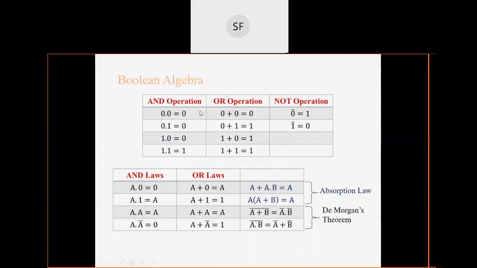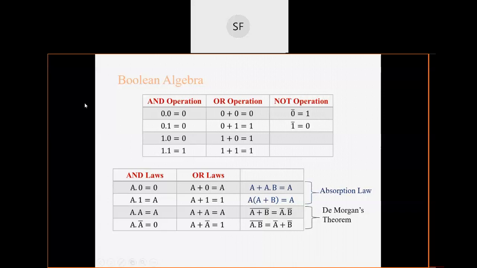As I've already told you, there are three main operations: AND, OR, and NOT. These operations are similar to the truth table of your AND gate, the truth table of your OR gate, and the truth table of your NOT gate. We know the AND operation. The output of AND will be 1, that is high, only when each one of its inputs is high. Otherwise, the output will be 0.